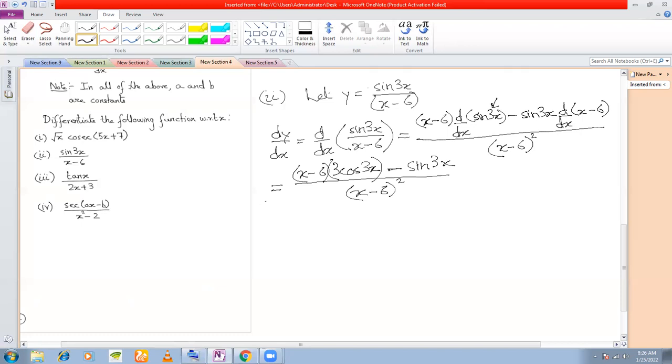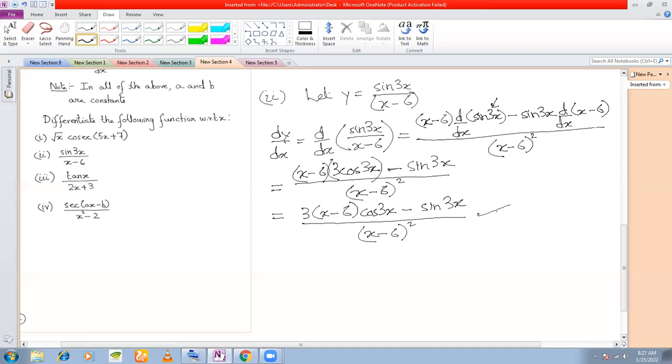So now what are we going to do? We are going to write this in a proper manner. Thrice, x minus 6 cos 3x, right? Minus sine 3x divided by x minus 6 whole square. Now there is nothing to simplify here. So you can leave your answer at this only.